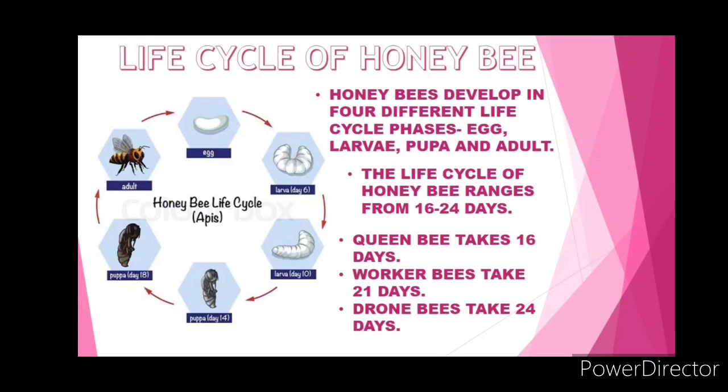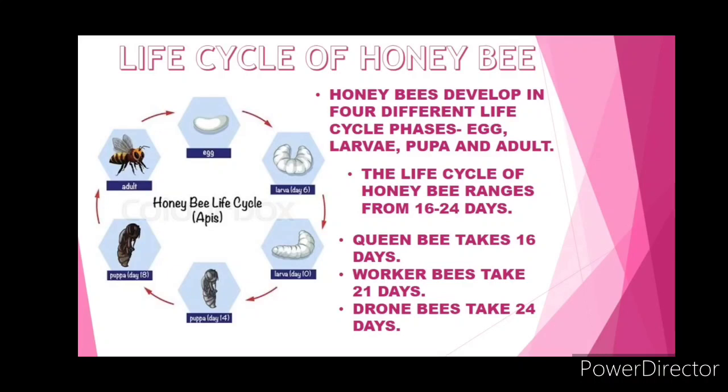The honeybee develops in 4 different life cycle phases: egg, larva, pupa, and adult. So 4 stages are there. First of all, the egg stage, then the larva stage, then the pupa stage, then the adult phase. The life cycle of a honeybee ranges from 16 to 24 days. A few of the bees grow into adults in 16 days. Sometimes a few of them become adults in 24 days. So the time varies.